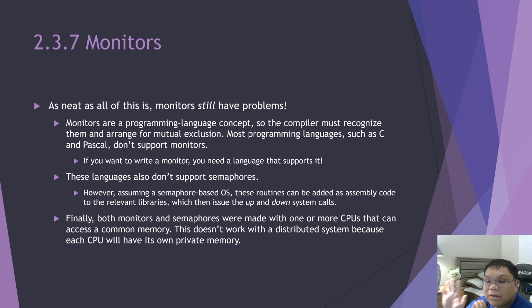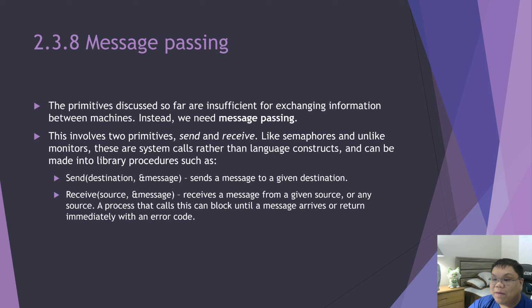Everything that we have talked about so far are means of enforcing mutual exclusion for processes that are on the same system. If we have processes on two different systems, but the computers that they are on can communicate with each other over a network, we need a different means of sending information between the two processes, and that is message passing.